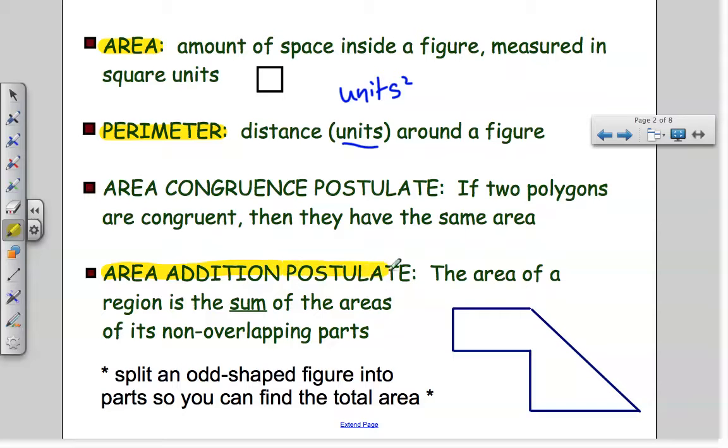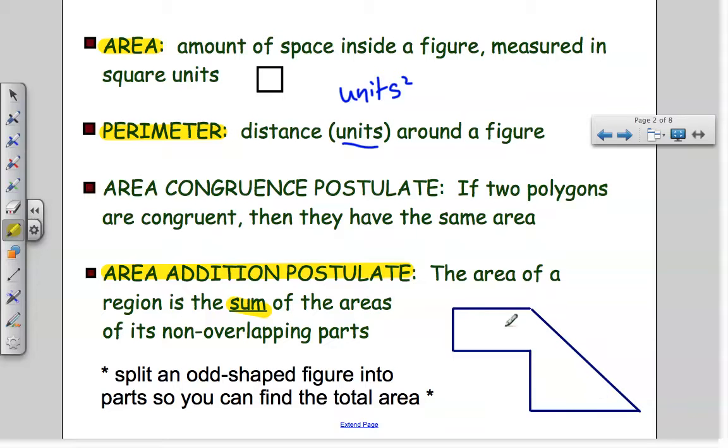And then the area addition postulate says that the area of a region, some weird shaped figure generally, is just the sum of the areas of the non-overlapping parts. And the word sum tells you to add up just the areas of the non-overlapping parts.